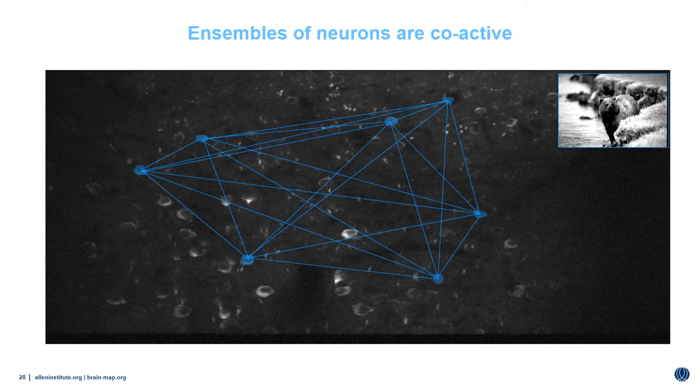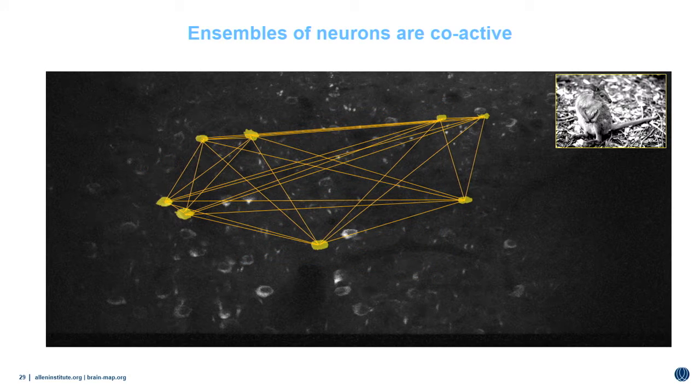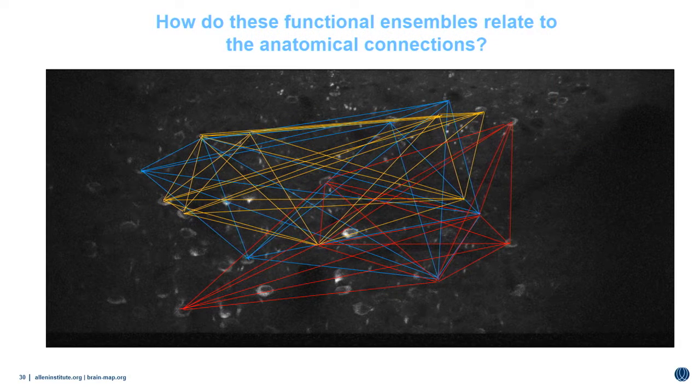A different group of cells have strong responses to a different image of a bear, and a third ensemble of cells are active in response to a kangaroo, I guess. And we can start to ask questions about these different ensembles of functional units. And we even find that there are cells that participate in multiple ensembles that are active with different groups of cells at different times. And so ultimately, this raises the question of how these functional ensembles relate to the anatomical connections that we find between these neurons.